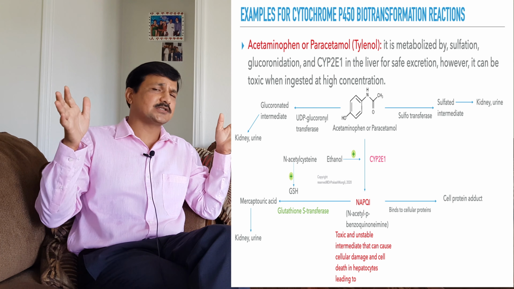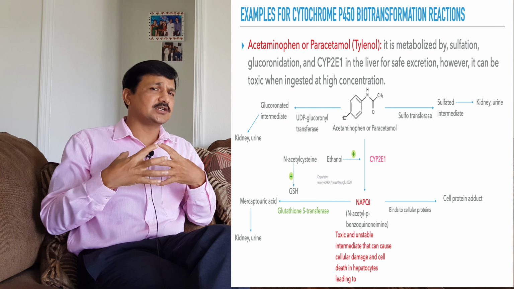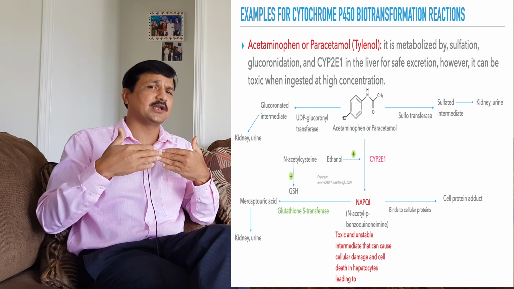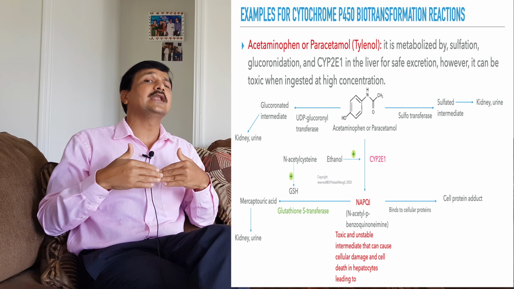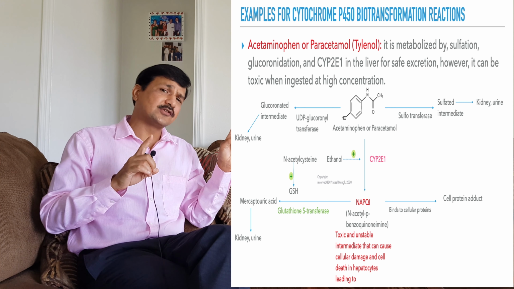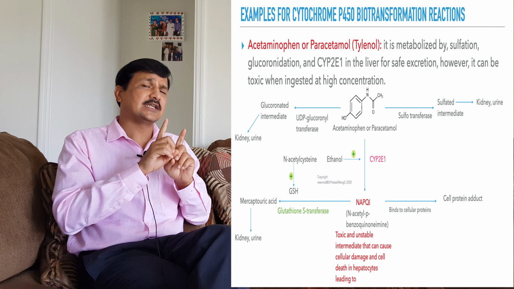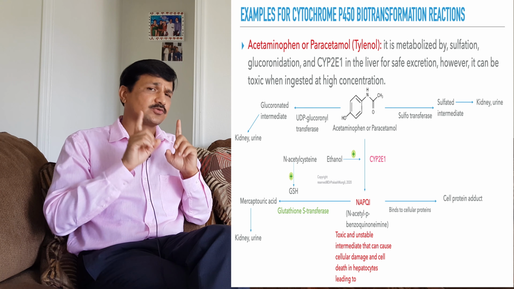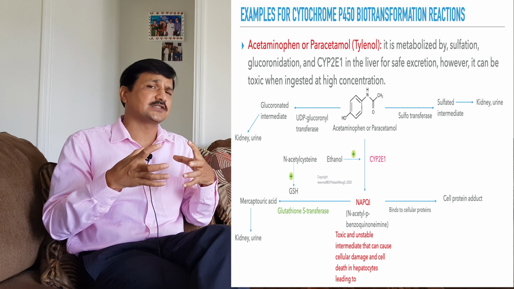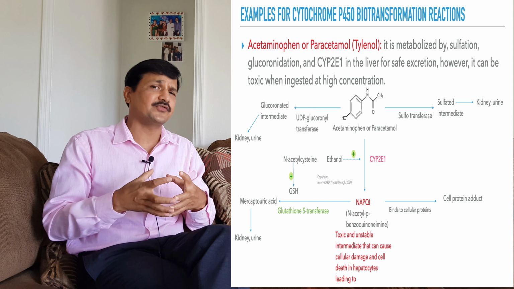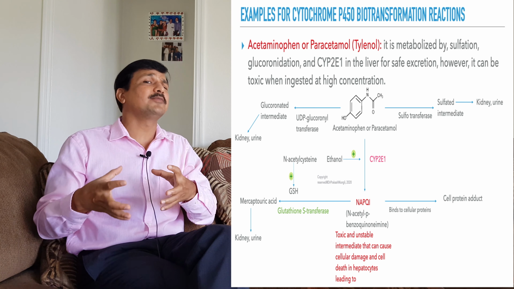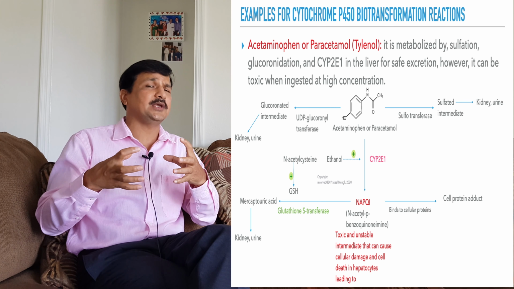So although 90% is taken there, since the concentration is increased, 2E1 enzymes are converting more and more acetaminophen or paracetamol into NAPQI. And this NAPQI, although we have glutathione S-transferase, there is a limitation for glutathione S-transferase. What does it do? It needs GSH to do that. So when there is insufficiency of GSH, when GSH is not sufficiently available in the liver, the glutathione S-transferase won't be able to take care of all the NAPQI that is made.